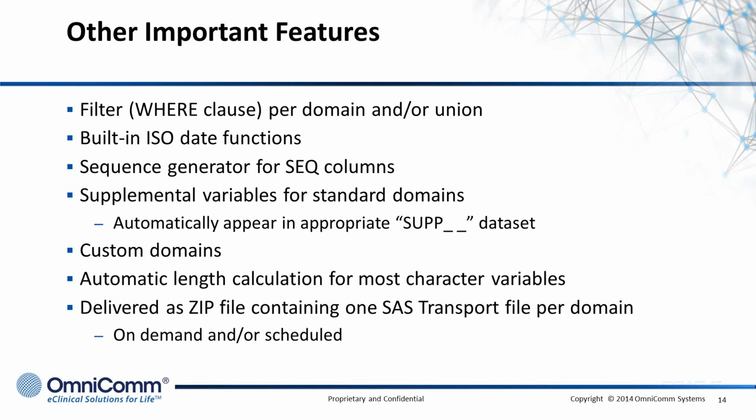So at the point we're about to generate the data sets, we say what's the longest piece of data in this column and set that variable appropriately. So one day this column might be char 3, and then the next day it might be char 5 if a longer piece of data has arrived. And then in terms of delivery, it's a zip file. You get one SAS transport file per domain, an error domain if anything's wrong, and you can have that on demand and or scheduled. So having done all of this work, you could just say, go run this job every night, so at any day you always have up-to-date data sets.